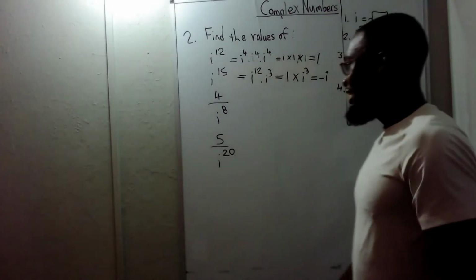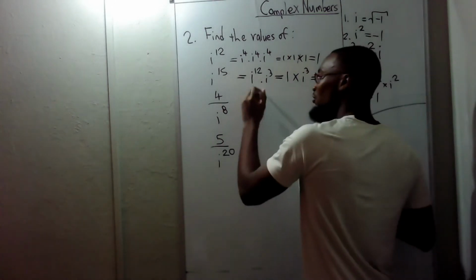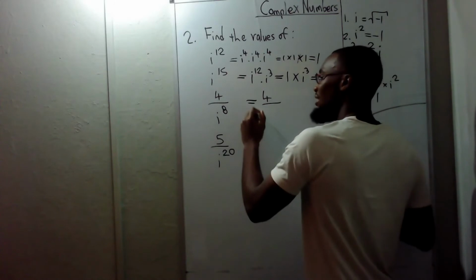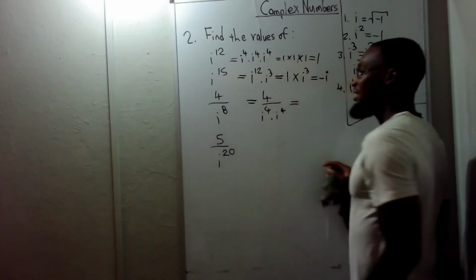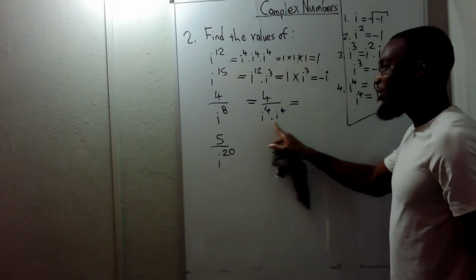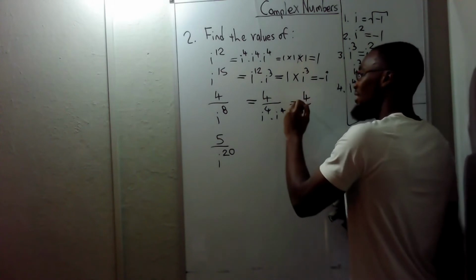Easy. Now we need 4 over i to the 8. So this is just 4 over i to the 8, which is i to the 4 times i to the 4. So that's i to the 4 is 1. 1 times 1 is 1. 4 over 1, that's just 4.